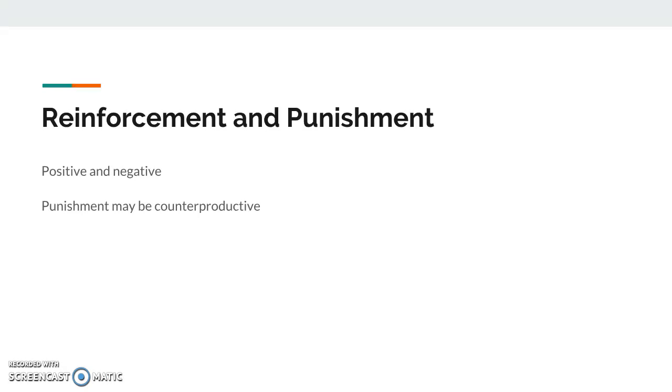There are 4 ways to change the probability that a behavior will occur. Positive reinforcement is the addition of a stimulus following a behavior. Negative reinforcement is the removal of a stimulus after a behavior.